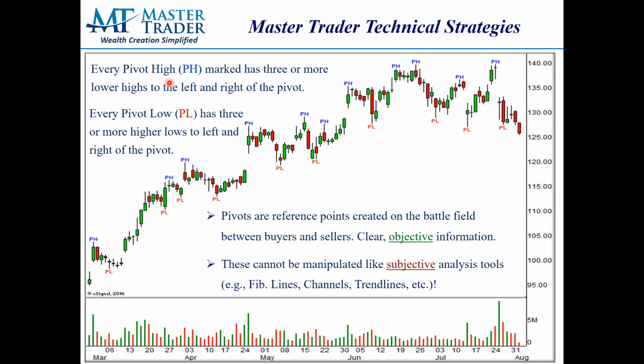Here I have every pivot high marked, and it has 3 or more lower highs to the left and right of that pivot. And every pivot low, PL, has 3 or more higher lows to the left and right of the pivot. And you can see how those pivots are moving in a trend or not. These pivots are the reference points created on what I'd call the battlefield between buyers and sellers. It's clear, objective information. It cannot be manipulated like subjective analysis tools: Fibonacci lines, channels, trend lines, etc.